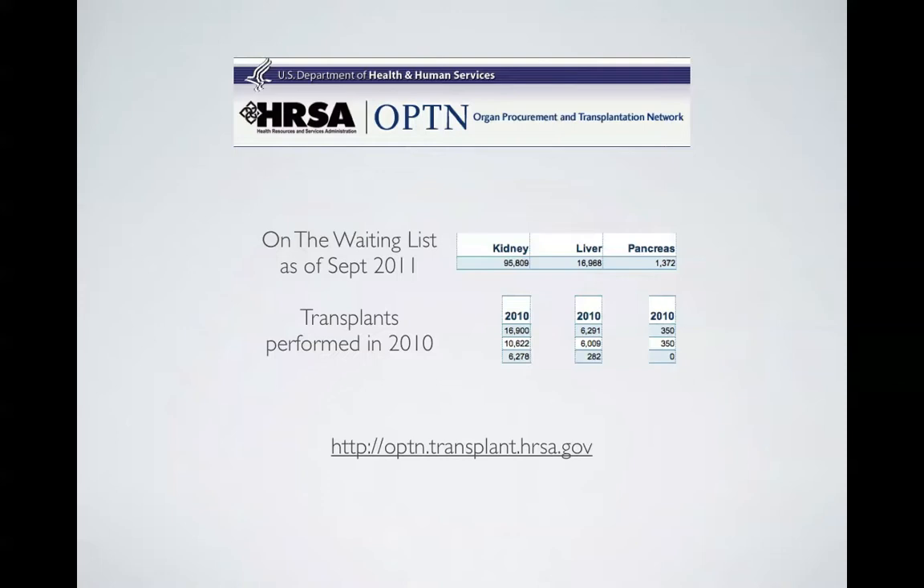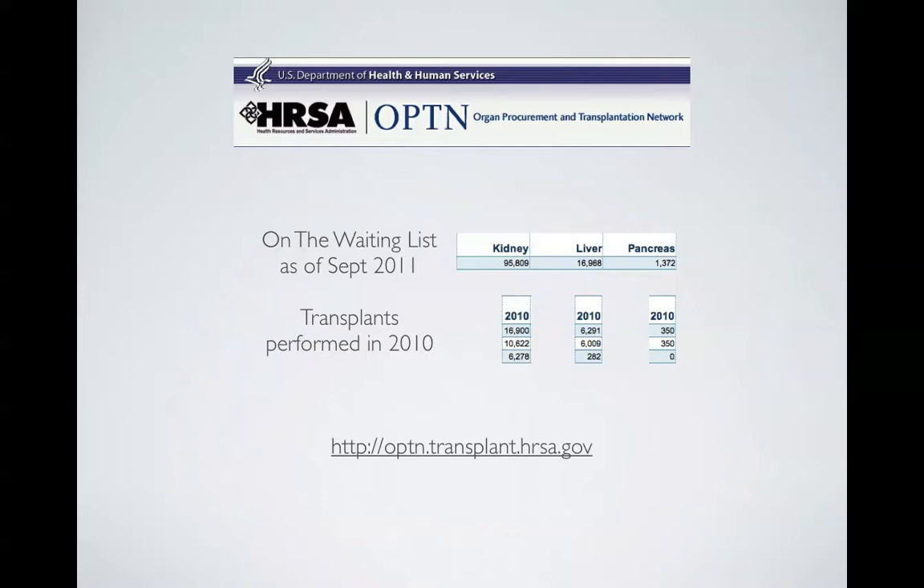And the numbers are staggering, and I think they represent something about our health system and our health society. This data is entirely in the United States. You can see by this, people on the waiting list for kidneys, as of September 2011, there are almost 96,000 people waiting for a kidney transplant. In 2010, as well as 2009, the numbers were roughly similar. Only 16,900 of those people actually received a transplant.